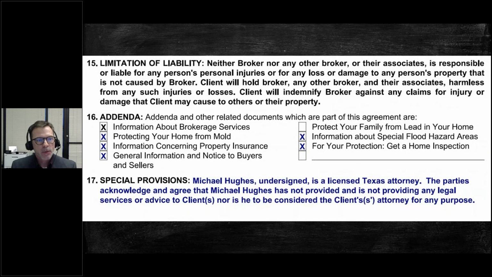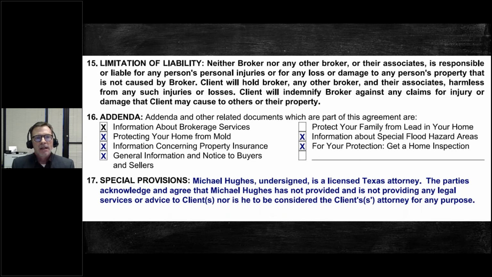So again, a lot of these provisions that we're getting into here, they are technical, they are dry. The only ones who care about them are the lawyers, but you do need to understand how the document works and what all of this stuff means. So let's look at paragraph 15, which is limitation of liability.